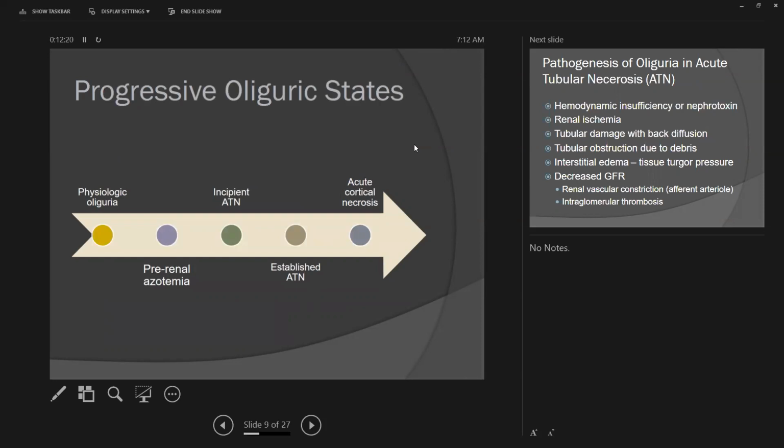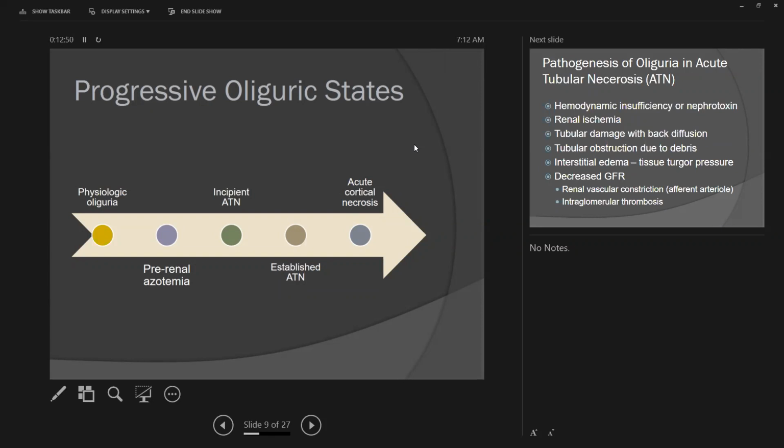So let's go back to volume depletion, or decreased intravascular volume, as a cause of pre-renal azotemia and ultimately of ATN. So let's say you're out on a day in July playing tennis at 3 o'clock in the afternoon and you get a little dehydrated. Well, everybody knows if you get a little dehydrated, you don't pee very much.